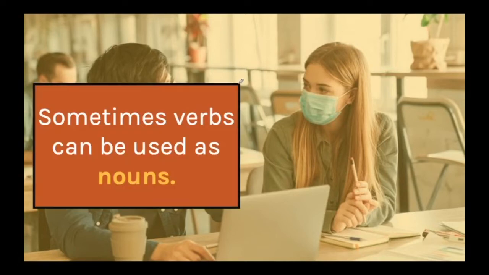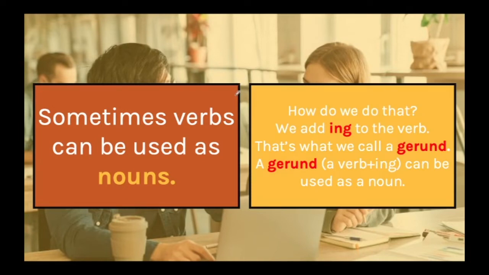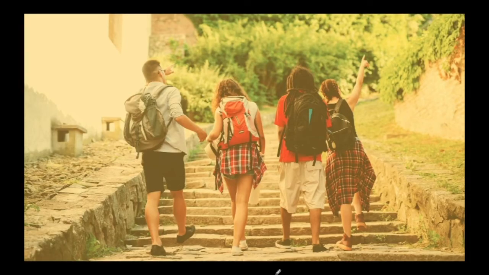Sometimes verbs can be used as nouns. How do we do that? We add ing to the verb. That's what we call a gerund. A gerund, which is a verb plus ing, can be used as a noun. We can use gerunds in a sentence in three different cases.